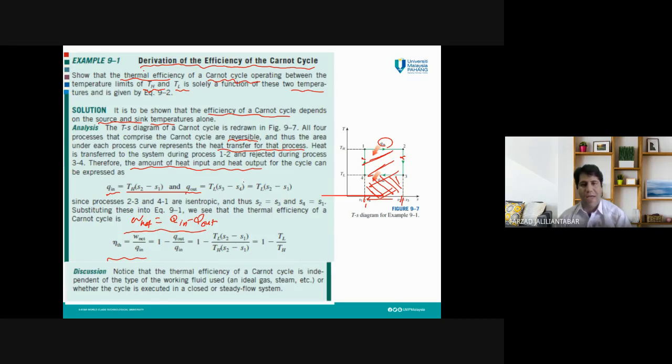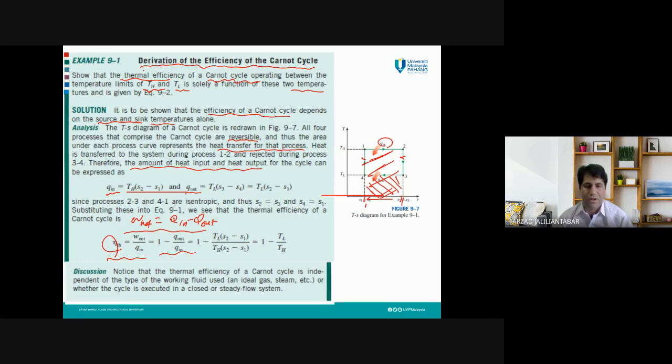Here what we have is only the TS diagram. So we are interested in calculating the efficiency of the cycle in the TS diagram, because generally in most cases, what we can have about a cycle is only the TS diagram or the PV diagram. So by this TS diagram, we can calculate Q in and Q out. Now we have Q in and Q out, so we can calculate the thermal efficiency by this equation.